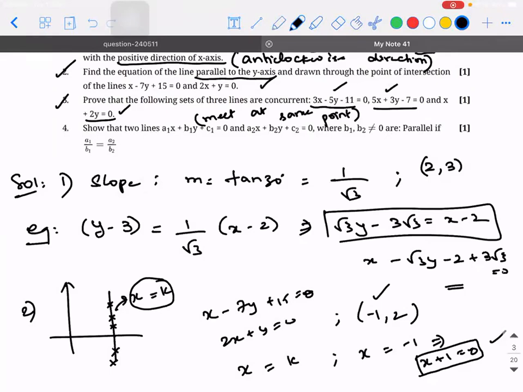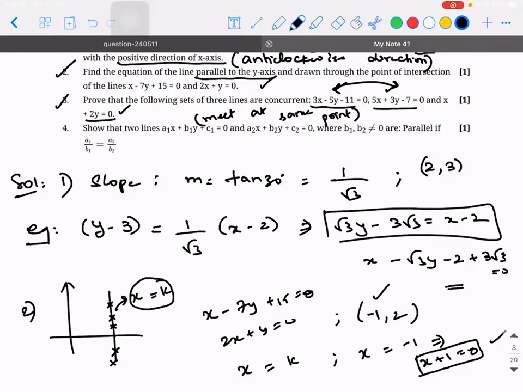So if the third line is also passing through that point, then what should that point do to the third line? Satisfy the equation. That's it, as simple as that. Solve any two equations, any two, need not be the first two. Solve any two equations which you are comfortable with. Once you get that point, substitute it in the third equation which you didn't use.